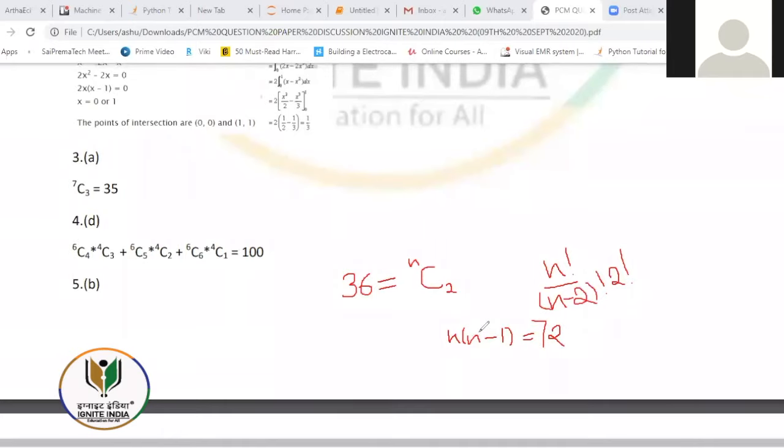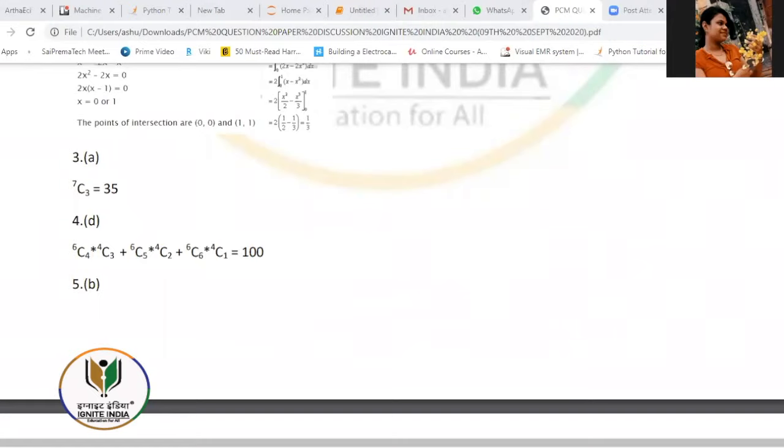n into n minus 1 means there is just one number and you subtract 1 from it. You multiply them, you will get 72. There is just one combination like 9 into 8. So n is 9. The answer is B. Understood? Okay, this ends the class.